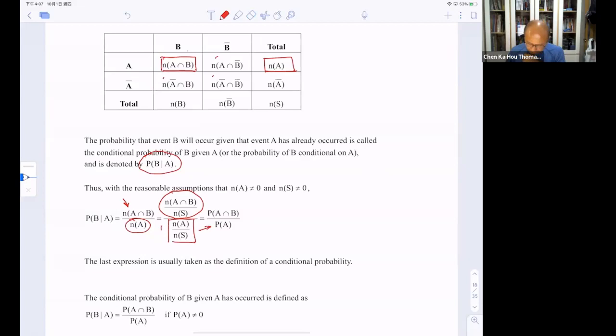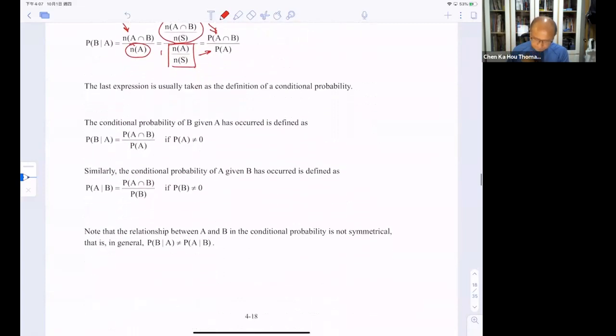This is PA. So we connect the relationship between the conditional probability and the other two probabilities. B given A is A intersect B over PA, provided that PA is not zero. Otherwise, this fraction is undefined. You can't divide by zero.